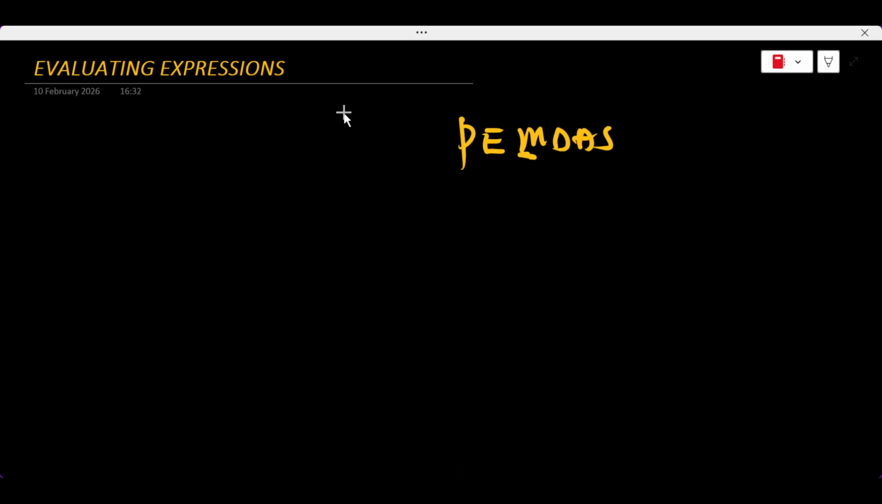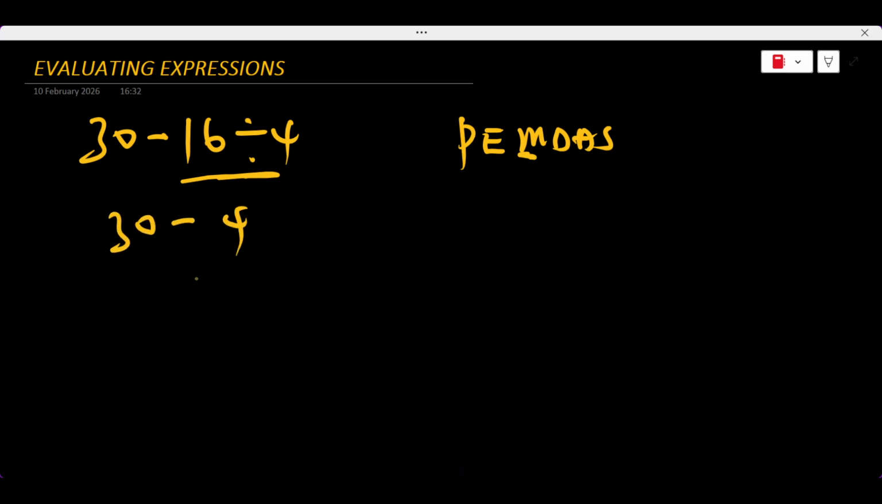All right, so let's have our next example. We have 30 minus 16 divided by 4. Now we don't have parentheses, we don't have exponents, we don't have multiplication, but we have division, so we solve that first. 16 divided by 4 is 4. Then 30 minus 4 gives us what? 26. That's our final answer.